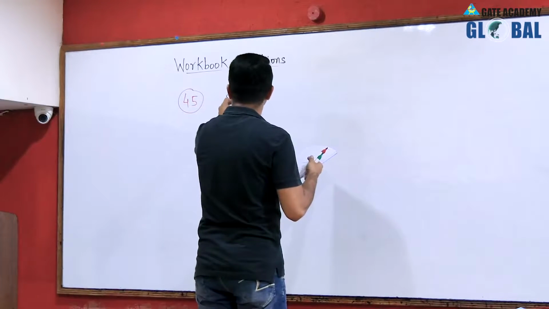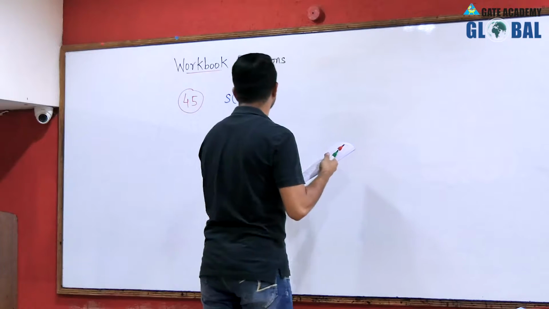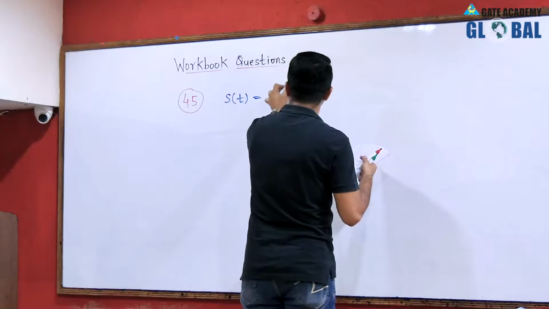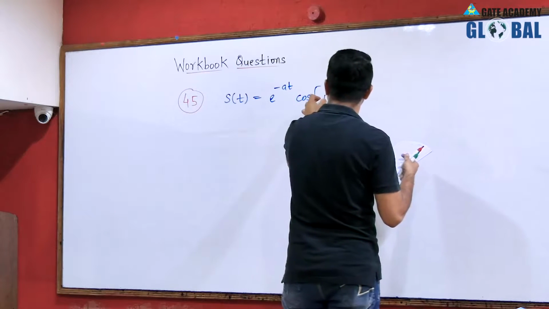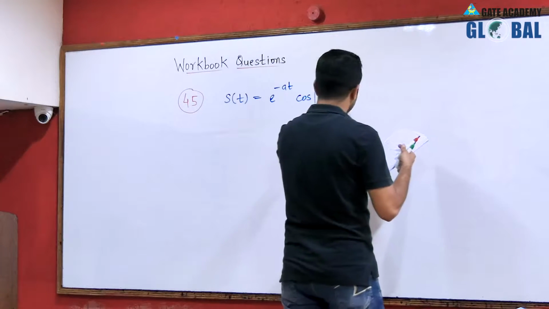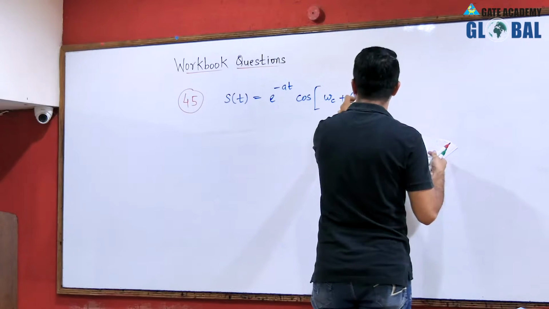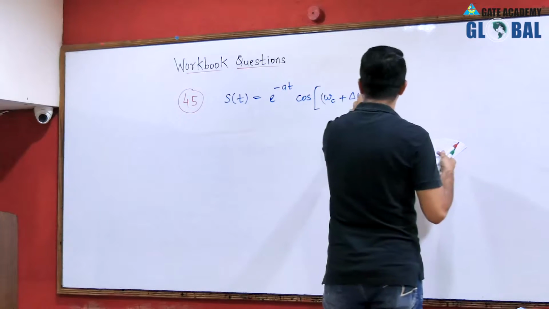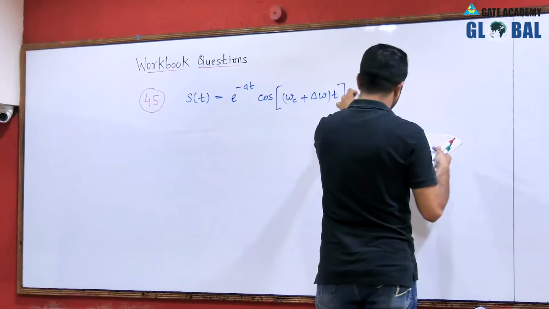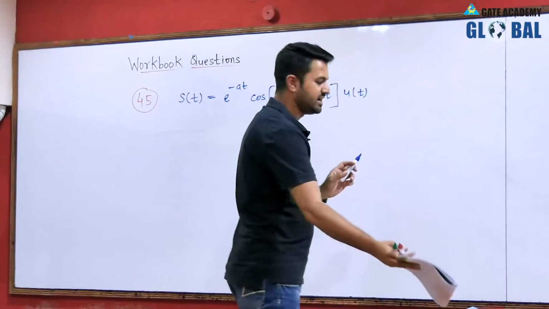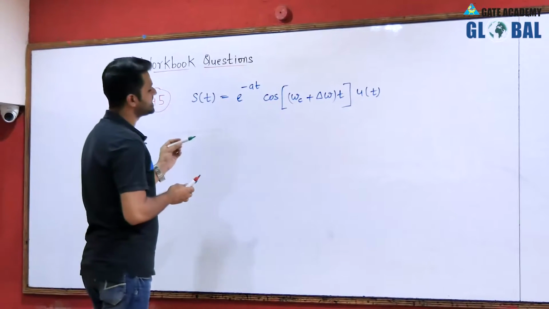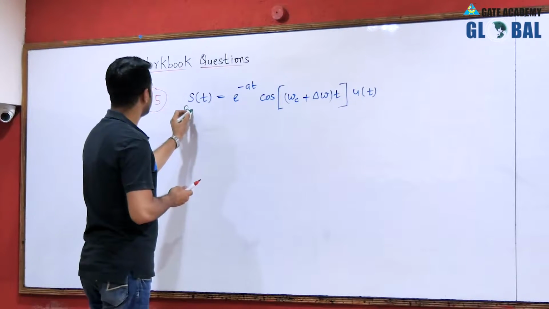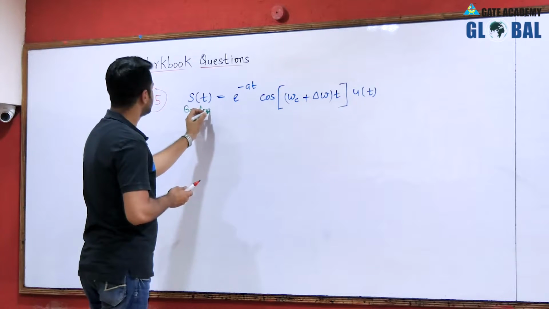So s of t is a modulated signal, and this modulated signal is nothing but a band pass signal, because when we have modulated, that means the signal has been shifted to some frequency. It means it is now a band pass signal. It is given in the question: modulated signal means band pass signal.